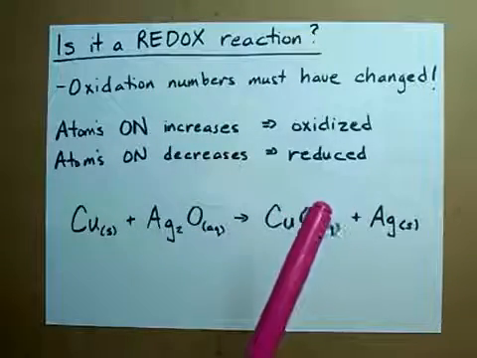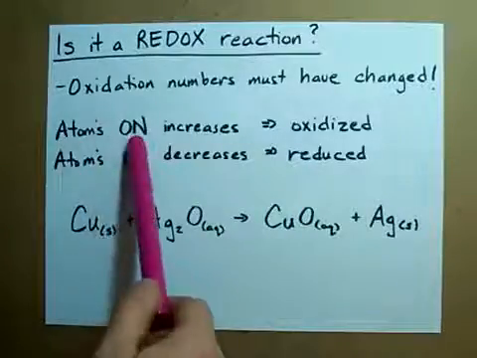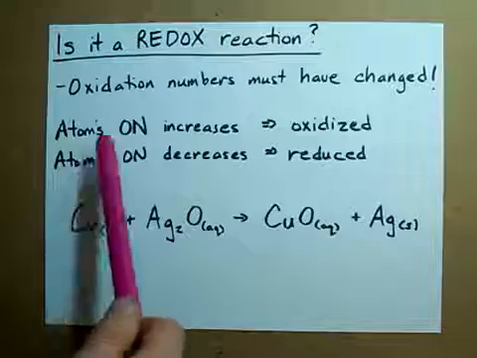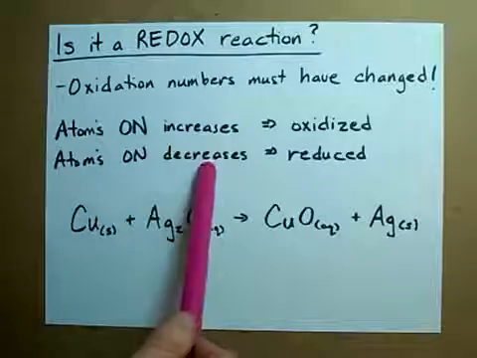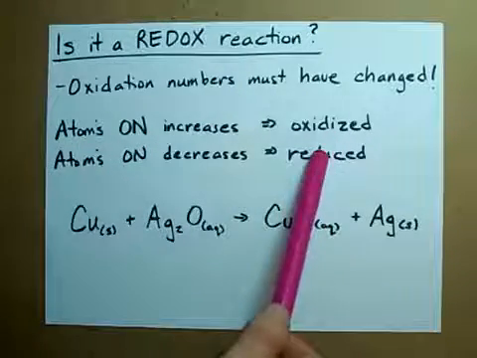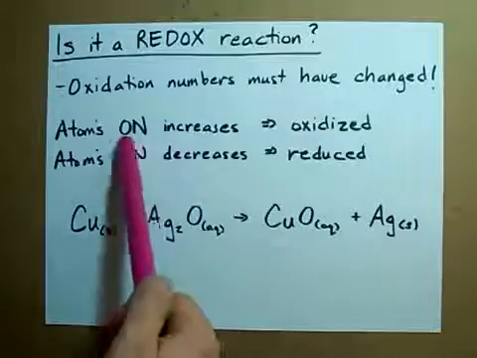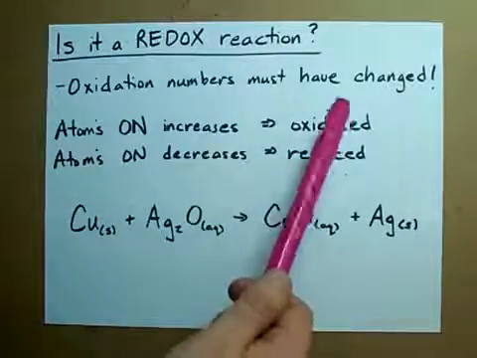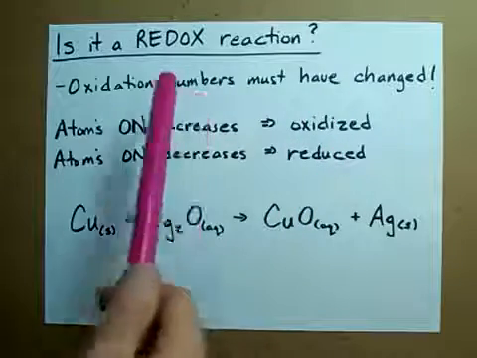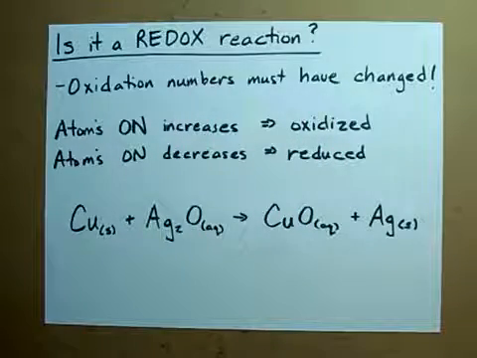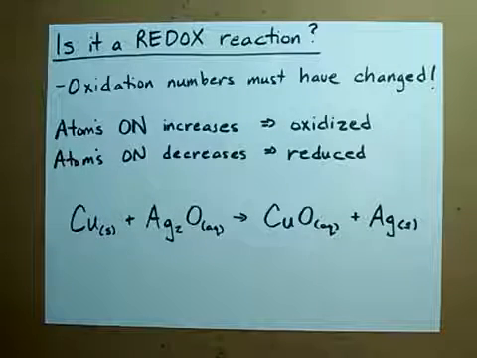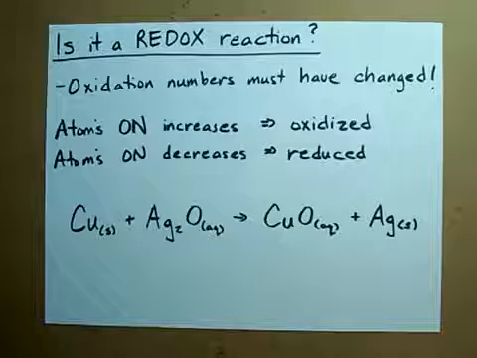What I want to remind you of is that if an atom's oxidation number increases, it got oxidized, and if the oxidation number decreases, it got reduced. Hopefully that's intuitive. Otherwise, it wouldn't be called the oxidation number if oxidizing it didn't increase that number. So let's check it out. Assign oxidation numbers to these and tell me if there's been a redox reaction.